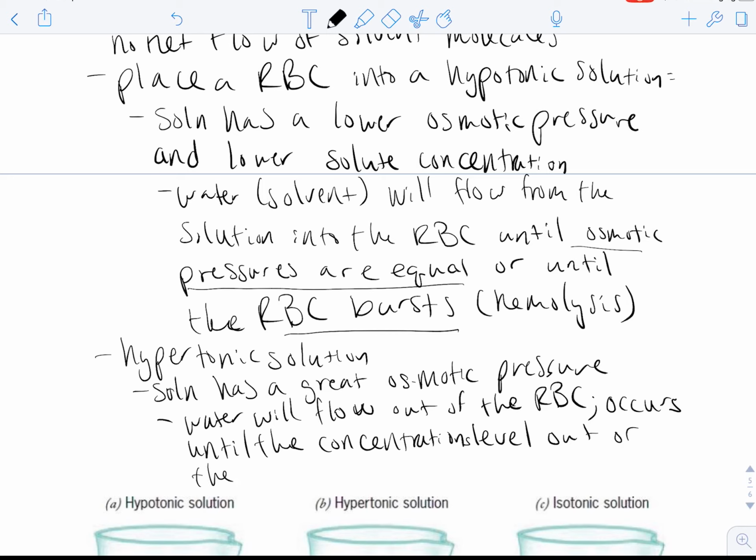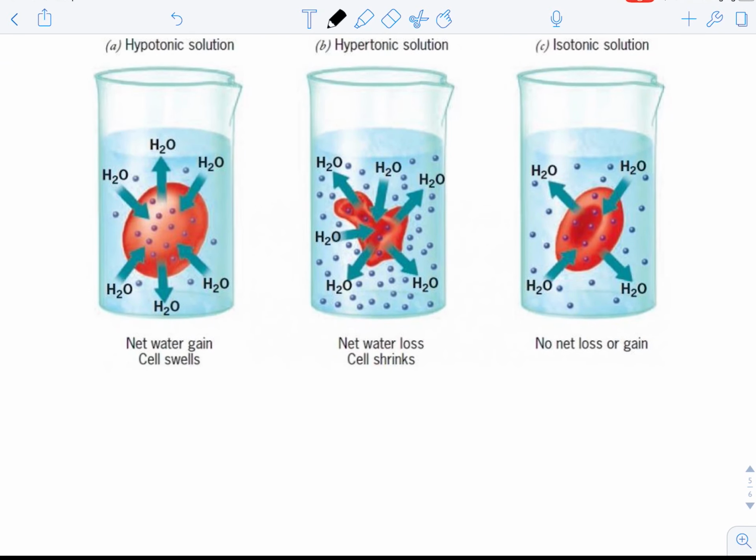Or the red blood cell shrivels up. That process is called crenation. Okay. Here's what that would look like.